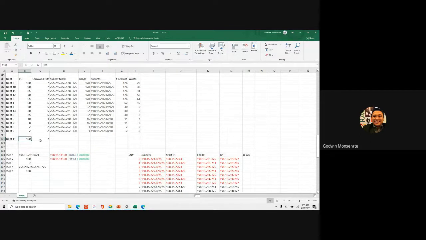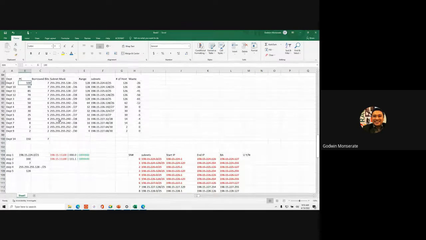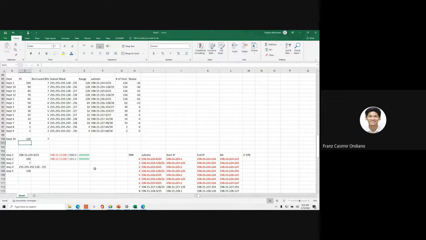If it's lesser, no problem. Lesser than 100, no problem because it's covered by that computation, correct? But if more than that, it's really not possible. 120, if 120, it's still okay. Is it correct? Yes, sir. Since this has 128 in total, it's still covered.